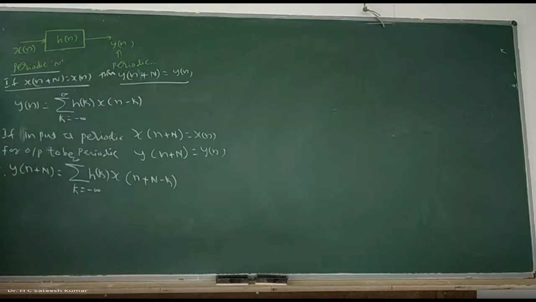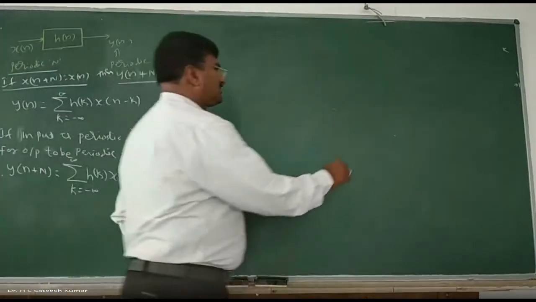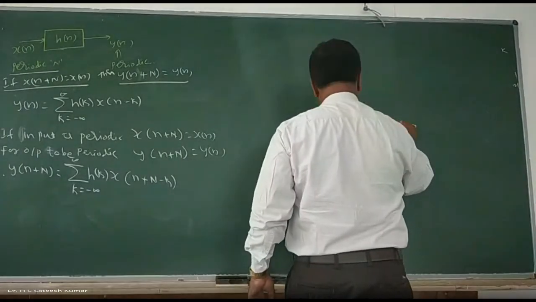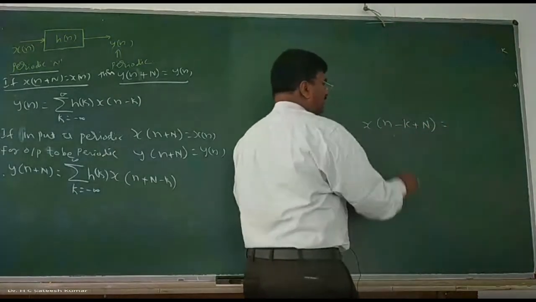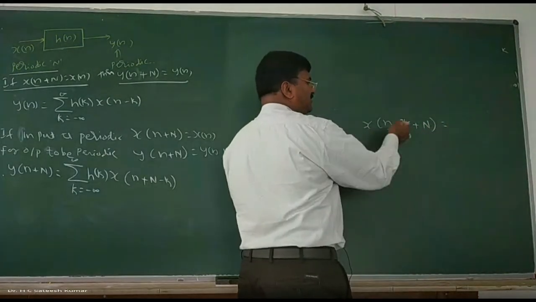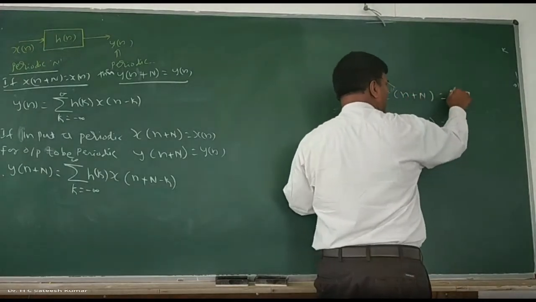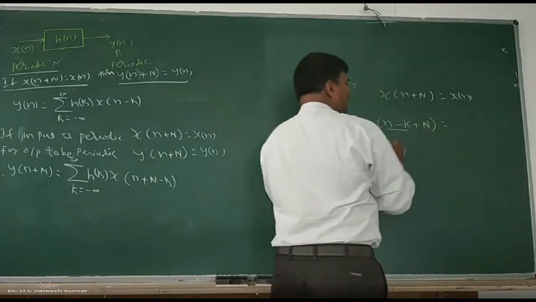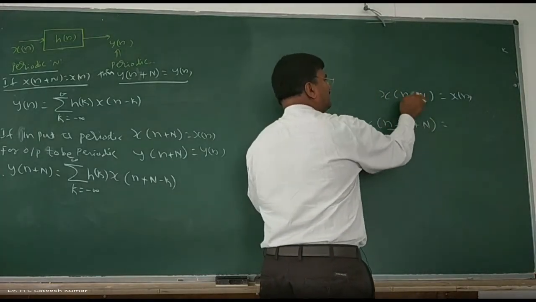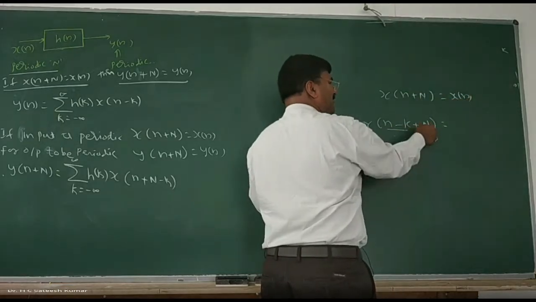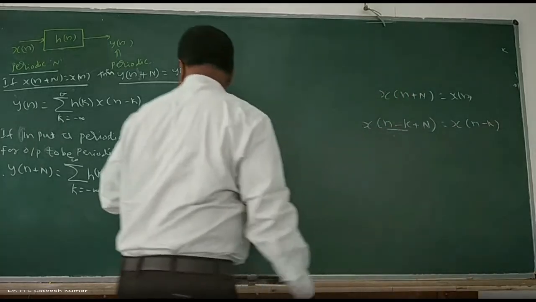But the input is periodic, no? According to that, what do we have? If you write it this way, x of n plus n minus k plus n. If it is periodic, the condition is x of n plus n is equal to x of n. In place of that we have n minus k, plus n. So n minus k plus n, I can write as x of n minus k.